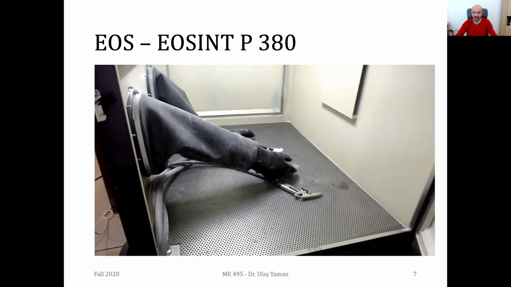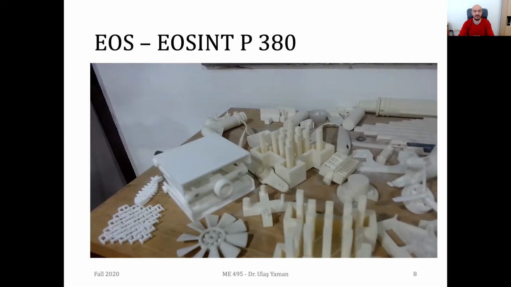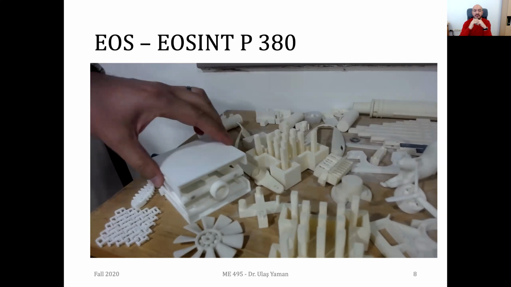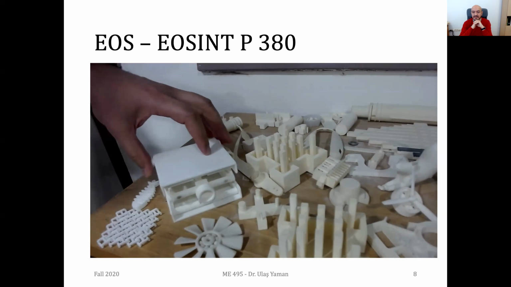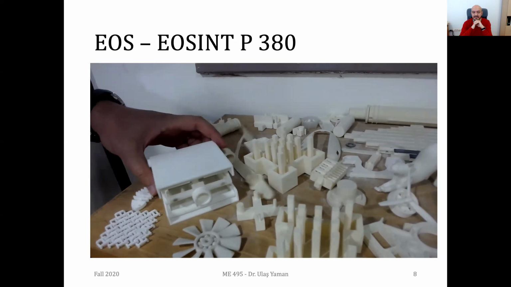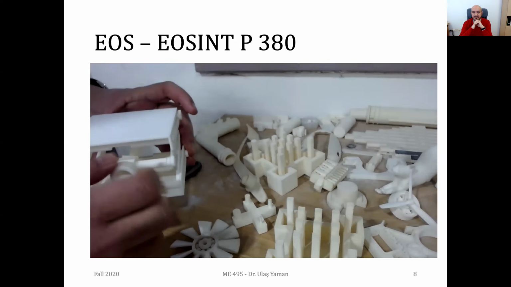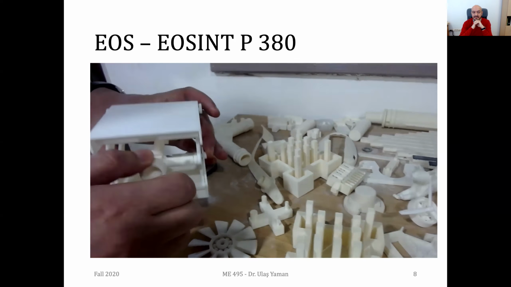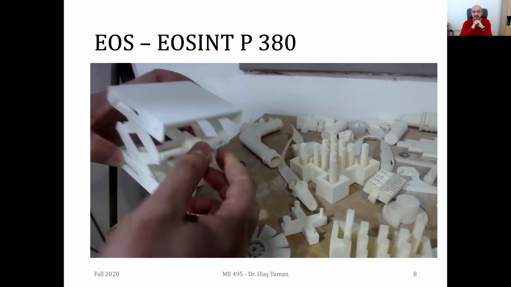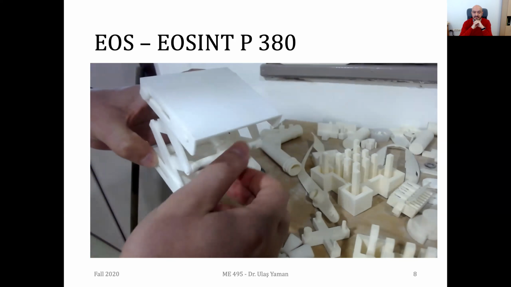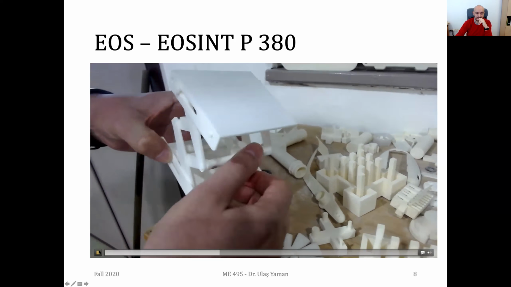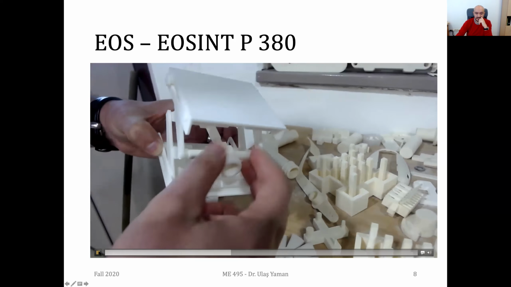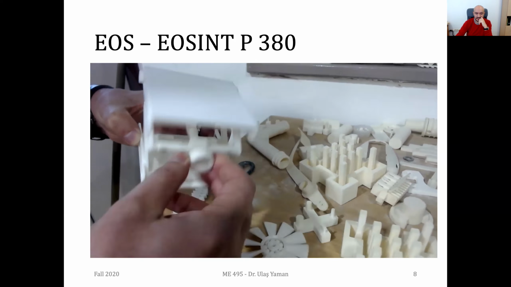Here are some example parts. So here you see many examples which are printed with the SLS system. It's a functional assembly, as you see. You don't need to do any assembly. The whole assembly is printed in a single batch operation, in a single manufacturing operation, with the help of this SLS system.